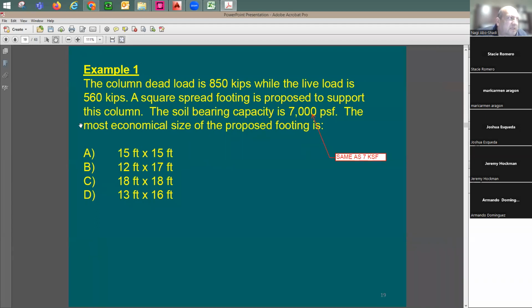And the question is, what is the size of the footing? I have here a few sizes given to me. But it says here square footing. So once it says a square footing, it means it can be this or this. These can be the two choices. This is non-square, this non-square.